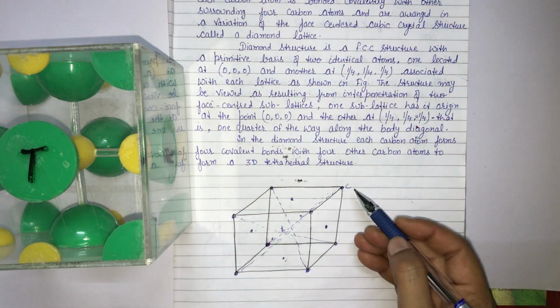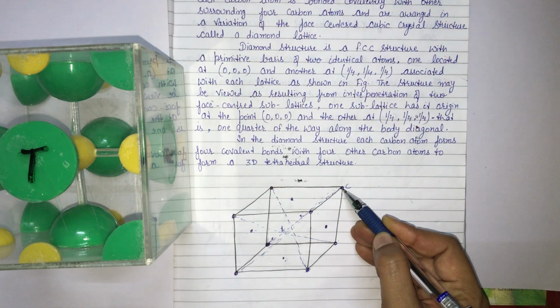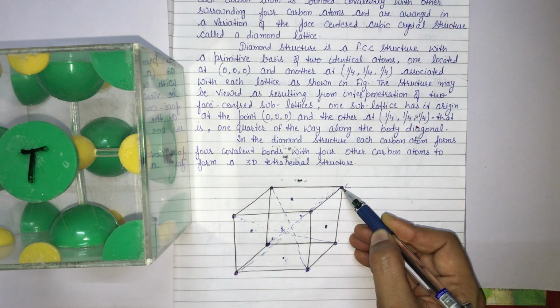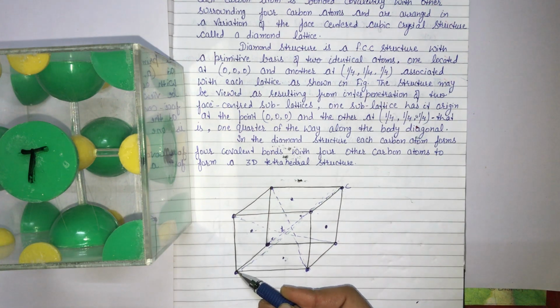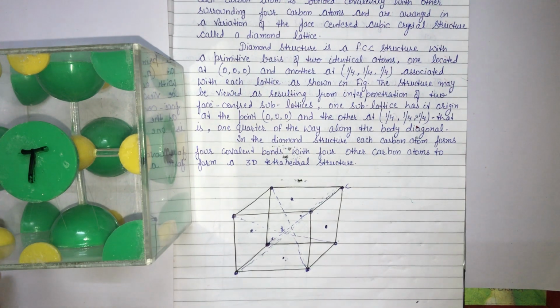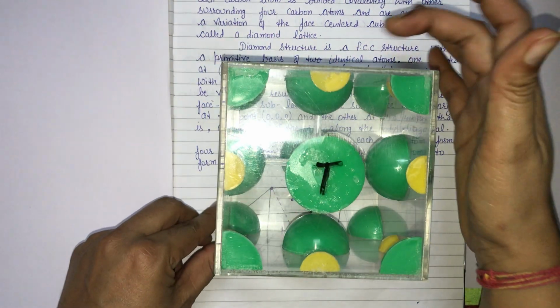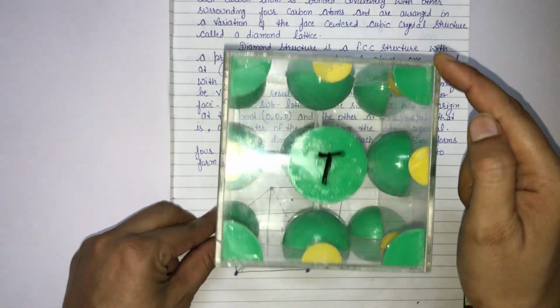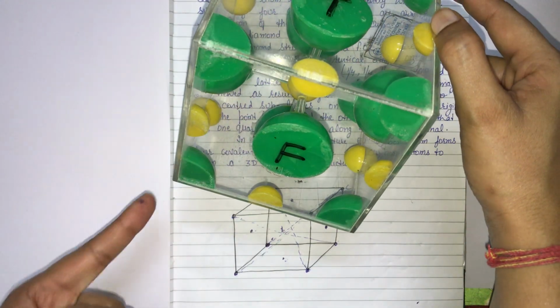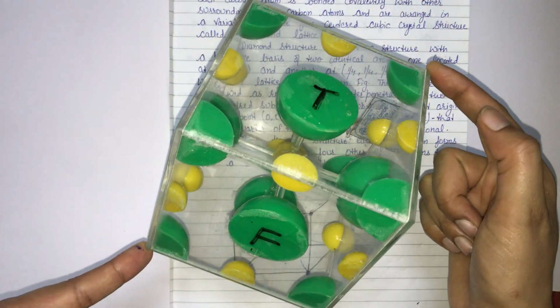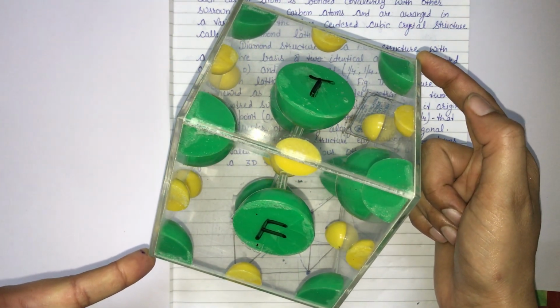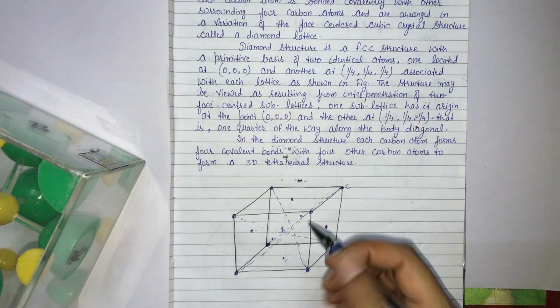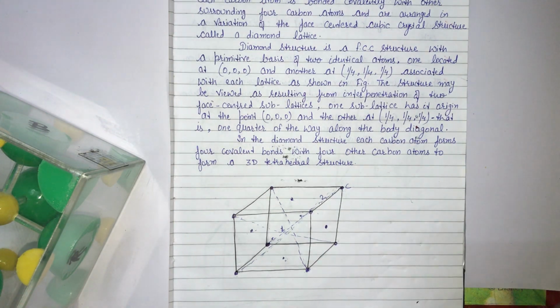For this, if I join the back face, this top point and right position with the front face, bottom point and left position. For this, let me mark this is a back face. If I join this point, this is the front face, with this point, this will mark the second body diagonal. Clear? So this is the second body diagonal.